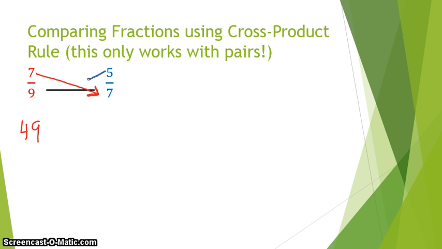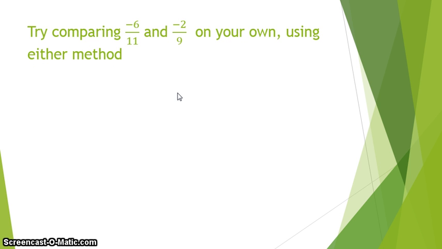Then I'm going to do 5 times 9. And since I'm taking my top from the right side, I'm going to write my product on the right side. So 5 times 9 is 45. Now, which one is greater? 49 is greater than 45, which means 7 over 9 is greater than 5 over 7. Make sure you keep everything lined up right, because if you get that confused, you will not get the right answer. So try comparing negative 6 over 11 and negative 2 over 9 on your own, and you can use either method.